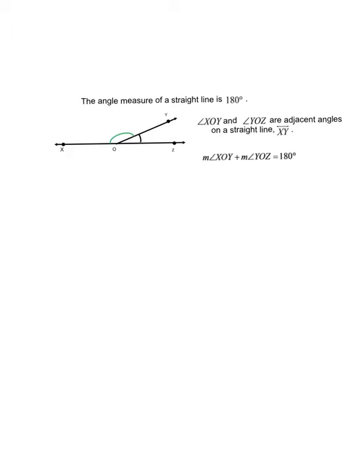The angle measure of a straight line is 180 degrees. We already knew that, right? Angles XOY and YOZ are adjacent angles on the straight line XZ. Ooh, I said XY, but that should be XZ. Yikes. Line XZ. So XOY plus YOZ equals 180 degrees. They're just telling you that. I don't see any problem in that.